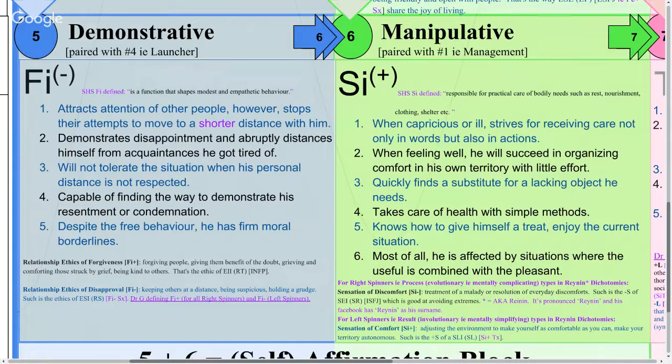They can switch. SI plus, SHS defined, School of Humanitarian Socionica, manipulative. This is the same as the MBTI inferior function. Responsible for practical care of bodily needs such as rest, nourishment, clothing, shelter, etc. When capricious or ill, strives for receiving care, not only in words, but also in actions.